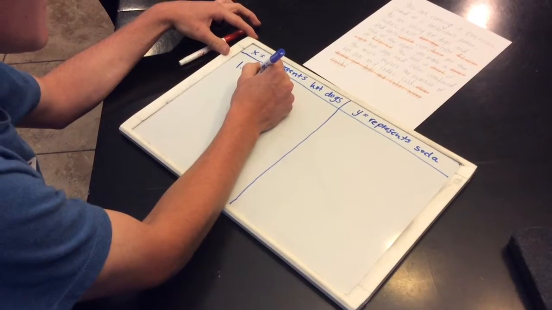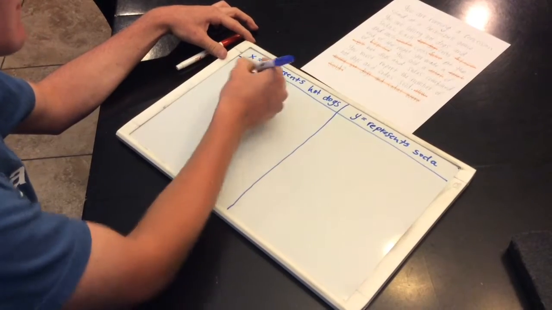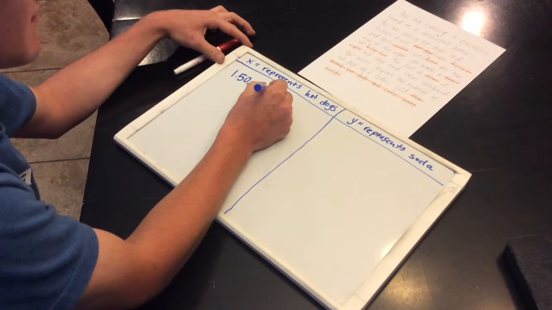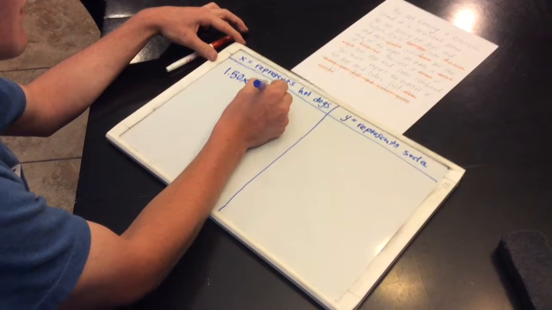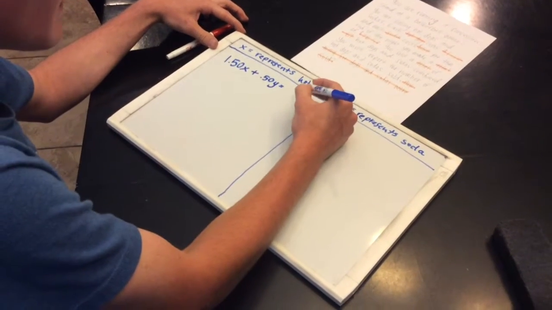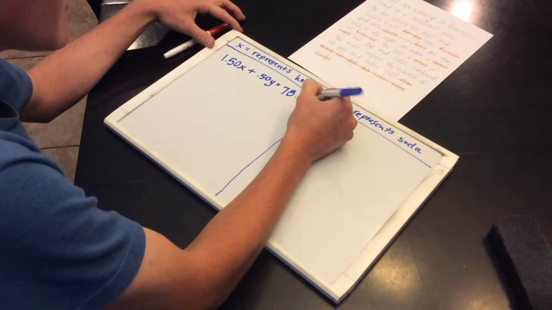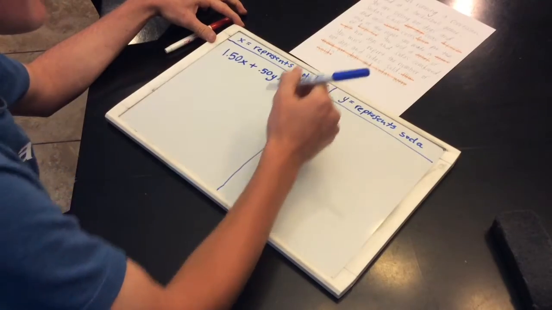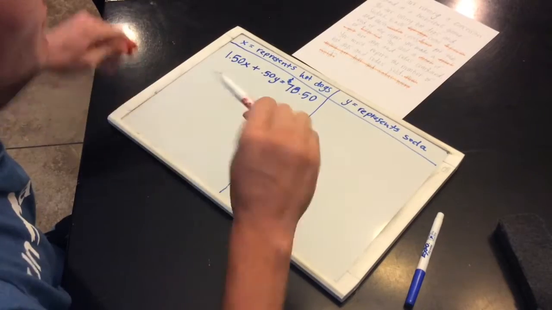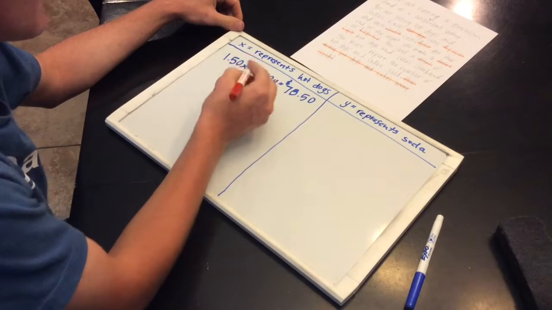So we know that there's $1.50 for each hot dog. Then we add that to the soda. And we get our total there. Now I'm going to do the second equation in a different color so we can keep track of it through the steps.